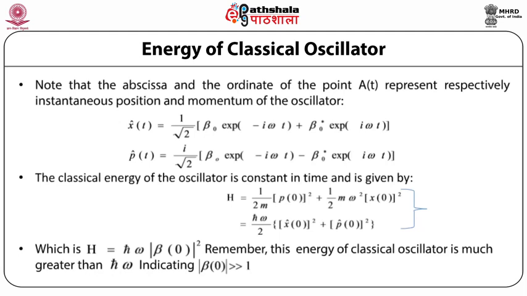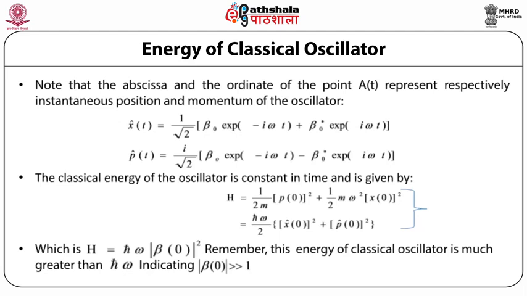Similarly, the momentum operator can also be expressed in terms of the operator beta, and the momentum operator at time t turns out to be equal to iota upon under root 2 whole times within bracket beta naught exponential to the power minus iota times omega t minus beta naught star times exponential to the power iota times omega t, where beta naught star is simply the complex conjugate of beta naught, and beta naught gives the value of beta at time t equal to 0.